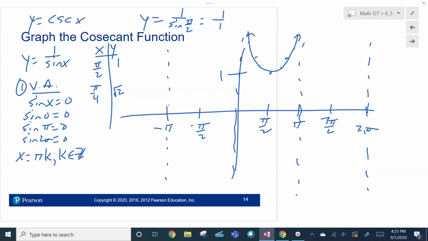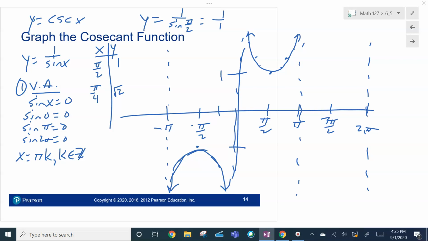Okay. Let me go over here to sine of negative pi halves. I throw that in. 1 over sine of negative pi halves, 1 over negative 1, so negative 1. Throw in negative pi fourths, so get that negative 1.414. Throw in negative 3 pi fourths. Same thing. Anyways, I kind of start drawing it over here.